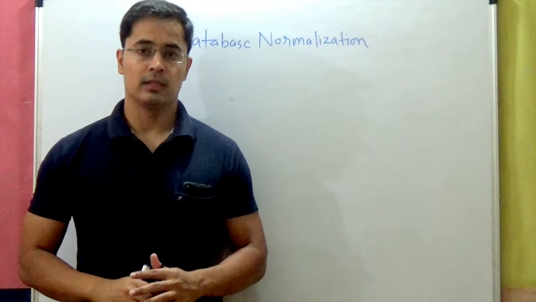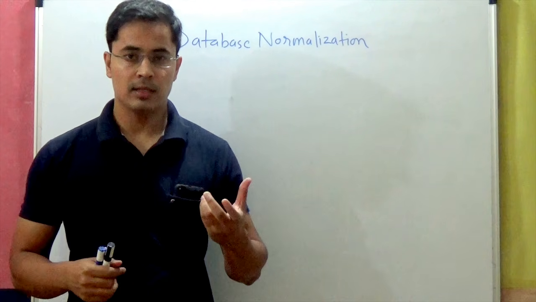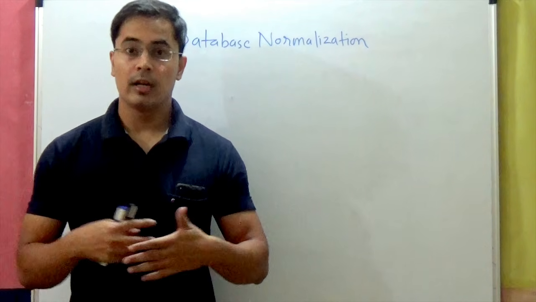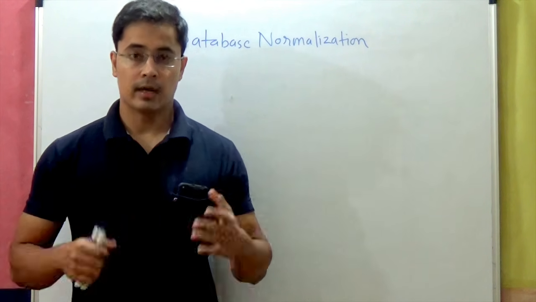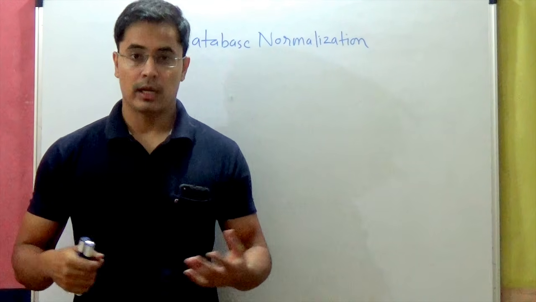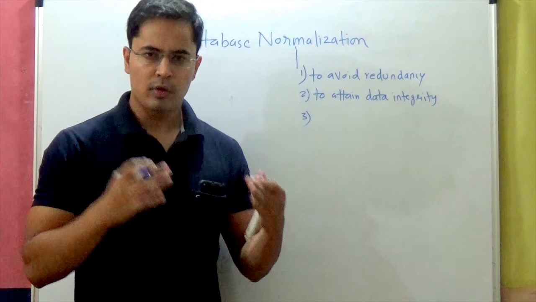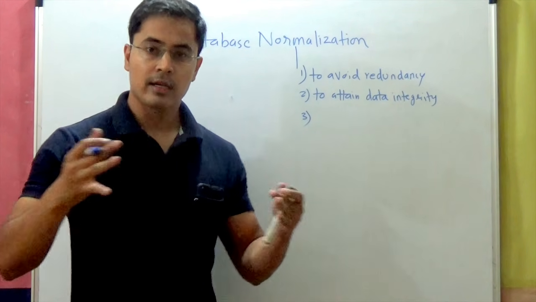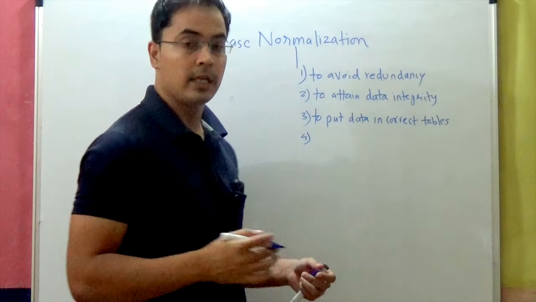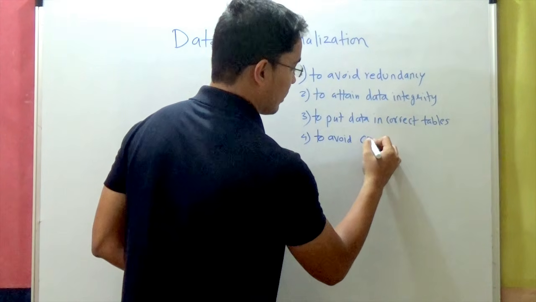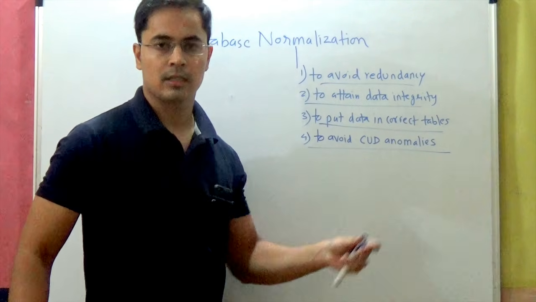Database normalization is a process of arranging your tables, columns, and relationships between tables in order to avoid data redundancy and to attain data integrity. I would say it is to put correct data in correct tables in order to avoid CUD anomalies: create, update, and delete anomalies. So let us discuss these things in detail.